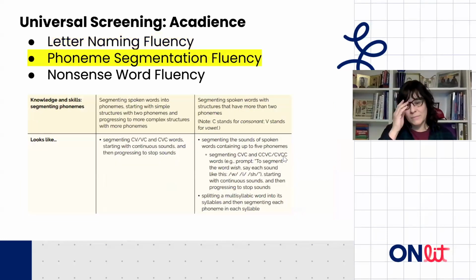In terms of phoneme segmentation fluency, again, when we look at Appendix A, you can see that it very clearly says that students need to be able to segment the sounds of spoken words containing up to 5 phonemes. I will absolutely admit that I have not gone through all of Acadience's phoneme words to see if they go beyond 5 phonemes, but at this point, I cannot think of any words where they have gone beyond that. So again, this ability to say and segment the sounds spoken in words is really important both to their ability to decode and encode words. And here it is right in our curriculum.